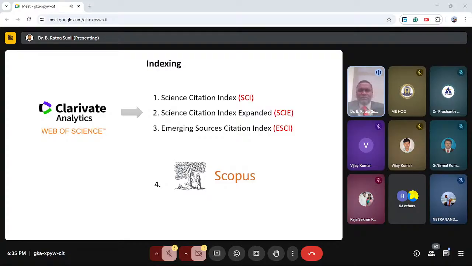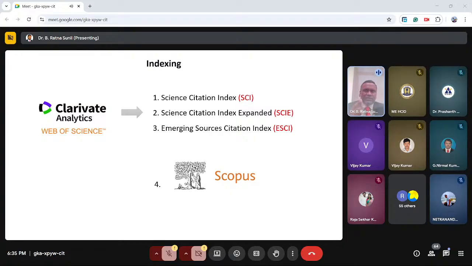When it comes to indexing, several times we come across these terms: SCI, Scopus, right? People very often use Web of Science, right? Basically there are a number of indexing databases worldwide. Among them there are two important databases. One is Web of Science. Now it is maintained by Clarivate Analytics. Earlier it was with Thomson Reuters. Now it is with Clarivate Analytics. They have purchased this Web of Science database from Thomson Reuters.